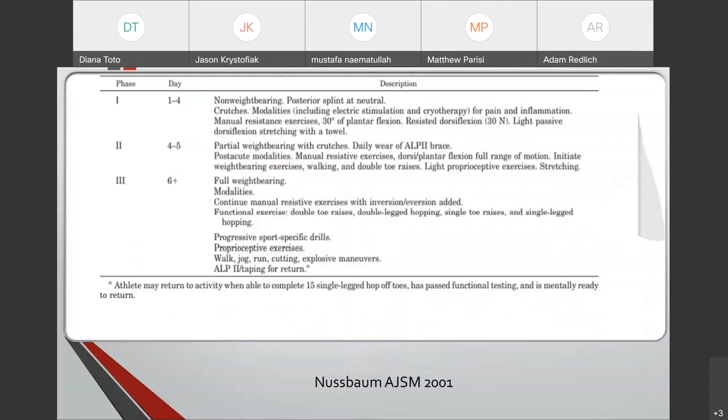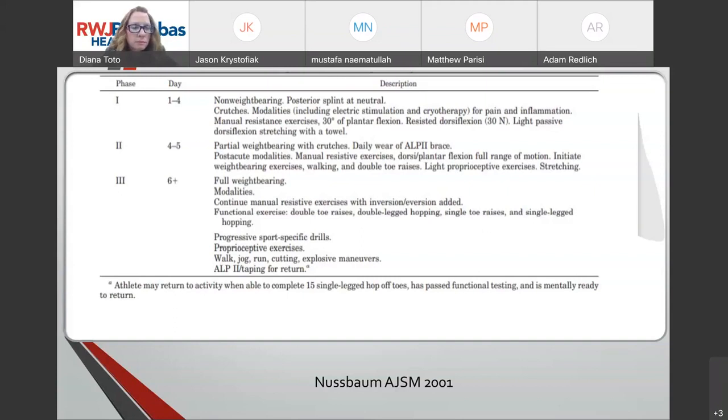So this is one of the rehab programs that we came across. Again, this is by Nussbaum. This was put in the American Journal of Sports Medicine 2001. This is considered a conservative but aggressive approach to therapy. So if you look here, phase 1 is in days 1 to 4. These patients were placed in a posterior splint at neutral position. The splint was removed daily for rehab purposes, where they would do light progressive resistance exercises manually, as well as light passive stretching. You could also do cryotherapy and e-stim to manage pain and swelling.